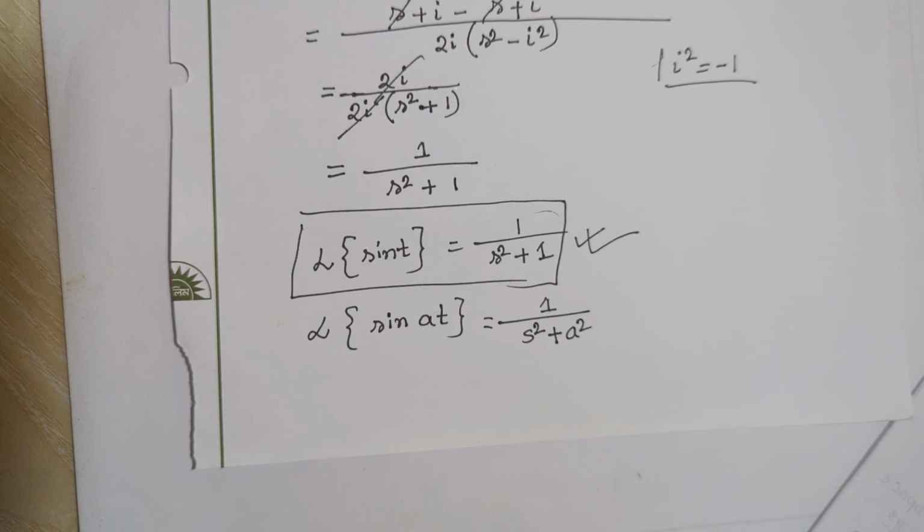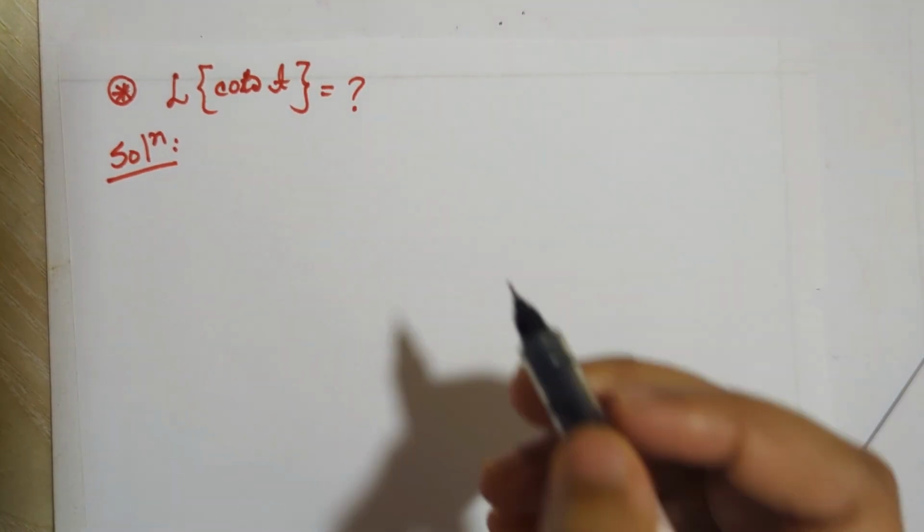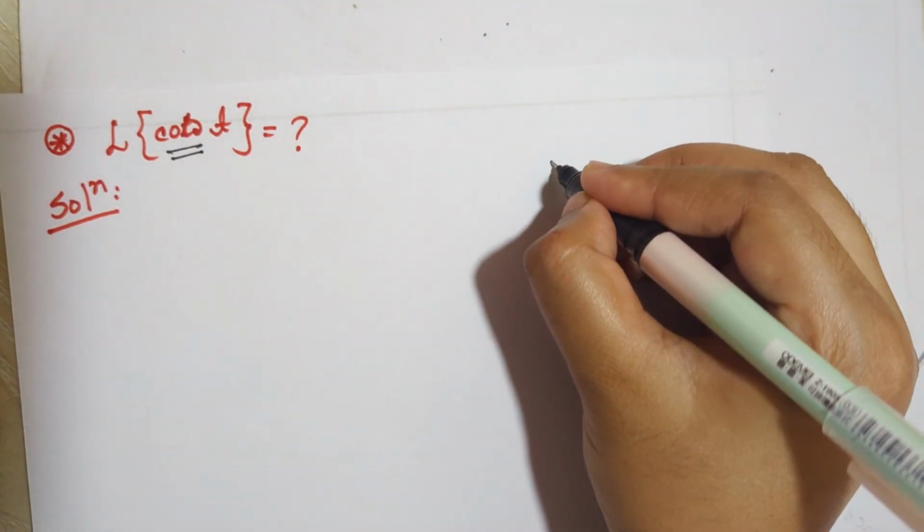Now let's see the Laplace transform of cos t. Using a similar process, we'll find the Laplace transform of cos t. Here, the only difference from sin t is here.